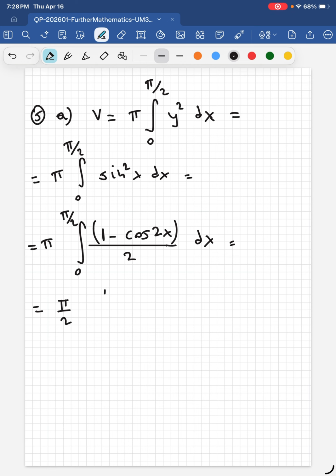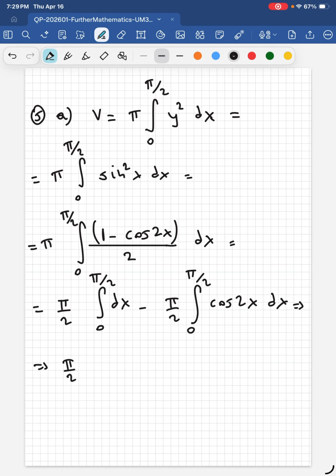And then the integral of dx minus again pi over 2 and the integral of cosine 2x dx, and the bounds are the same as before, of course. Okay, so we have pi over 2 and then x from 0 to pi over 2 minus pi over 2, and then the integral of cosine of 2x is sine of 2x over 2, and this goes from 0 to pi over 2. And we get a very nice cancellation because you will see, okay?